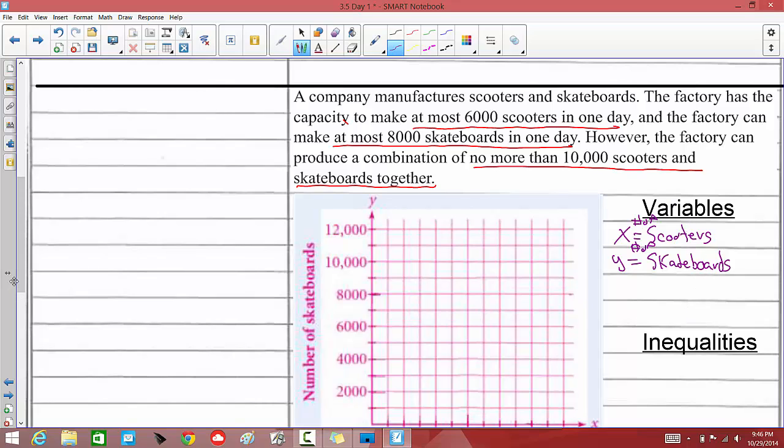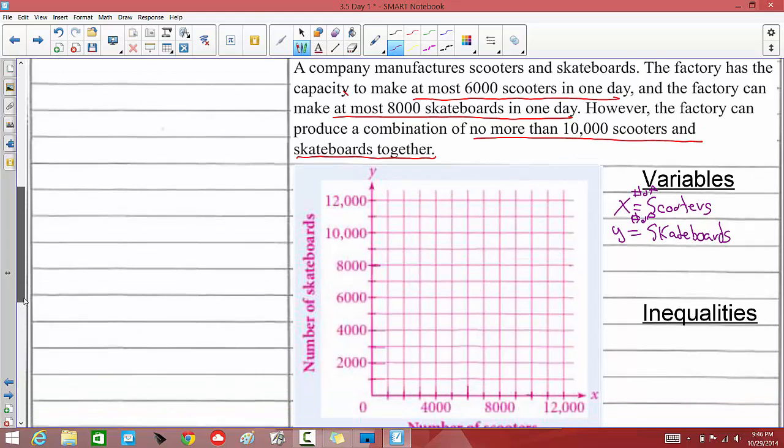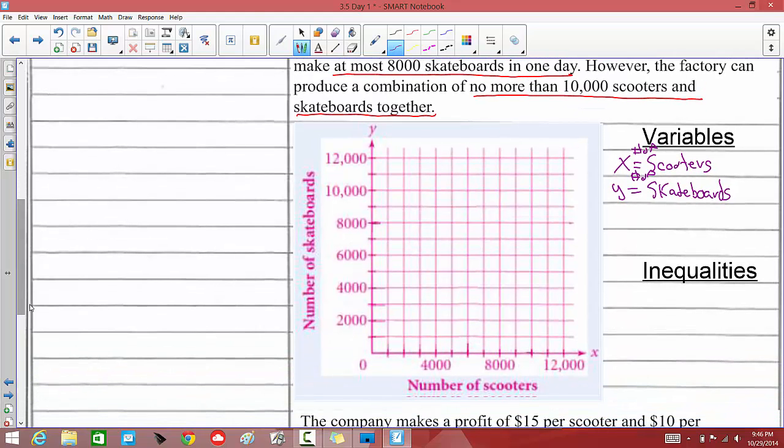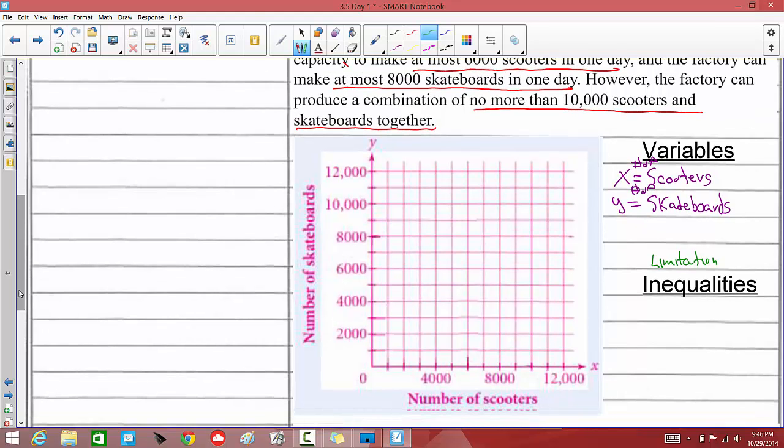Okay. So now that we have these variables, the next thing we want to do is set up our inequalities. In other words, we want to come up with what our limitations are. Inequality is the same thing. Think limits. Hopefully I spelled that right. So let's take a look and find some limitations that were given to us.